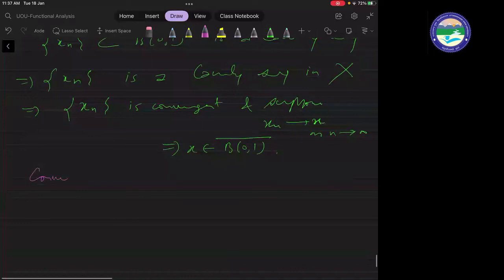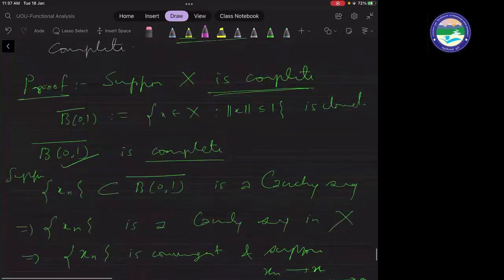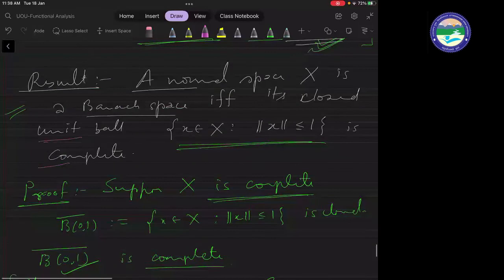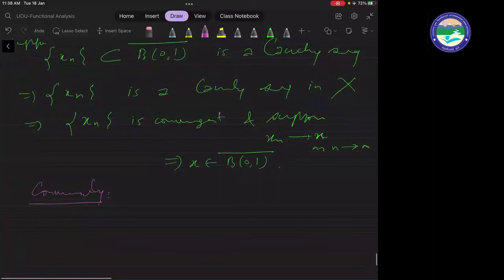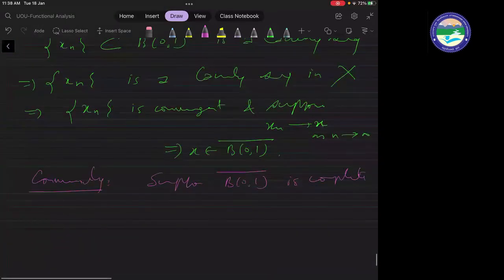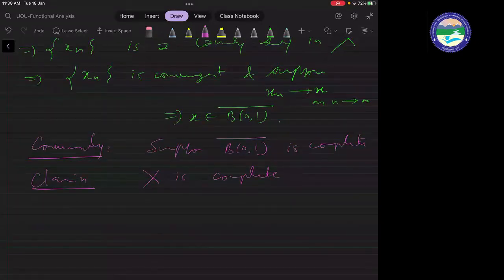Now the converse part, conversely. Assume that this part is true, that the closed unit ball is complete. Then we have to show that the normed space is complete. So assume that the closed unit ball B01 is complete, and our claim is that X is complete. X means the normed space is complete. So how do we prove that it is complete?